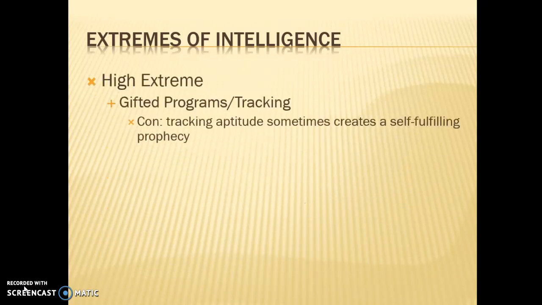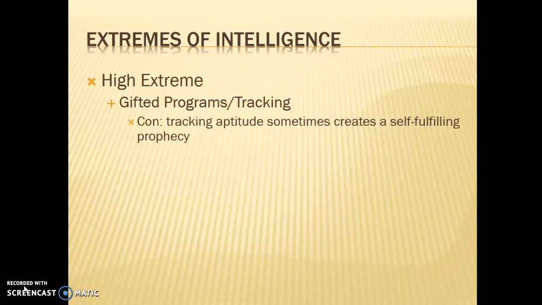The high extreme would be people who are gifted. Sometimes you see this with tracking. This is where you have honors, AP. So the con of tracking people into classes based on their aptitude is it can create a self-fulfilling prophecy.